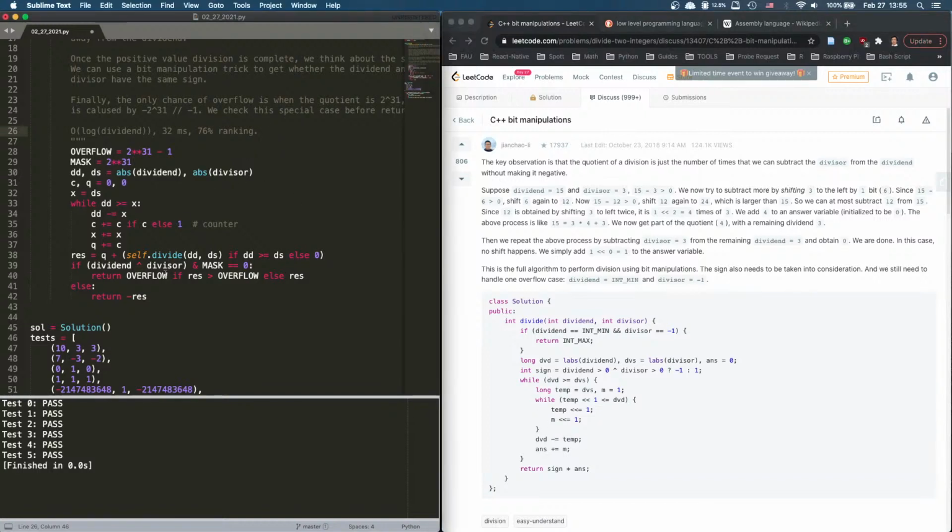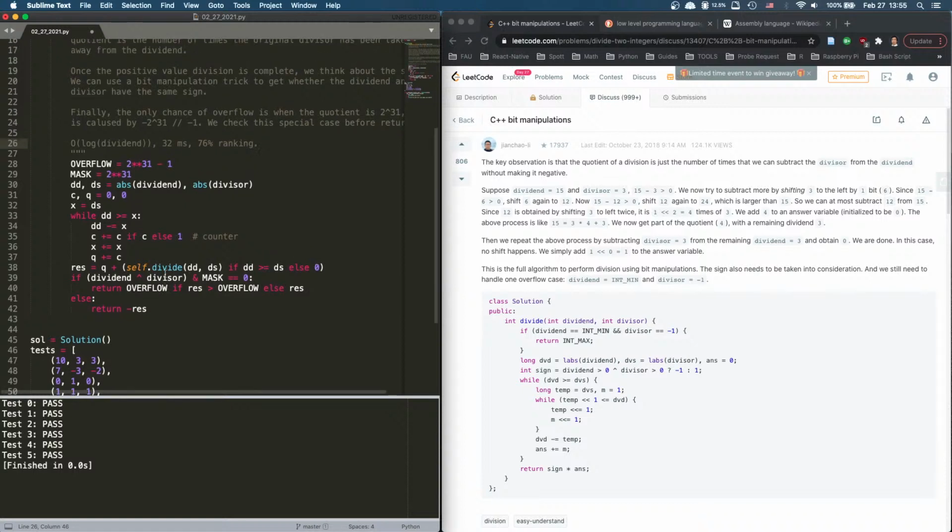Okay, so I think the only thing I want to change is, did they take ABS? Yeah, they do take ABS. They have to take ABS. They do the sign. Oh, look at this. Larger than 0. Oh, nice. This is a better one.